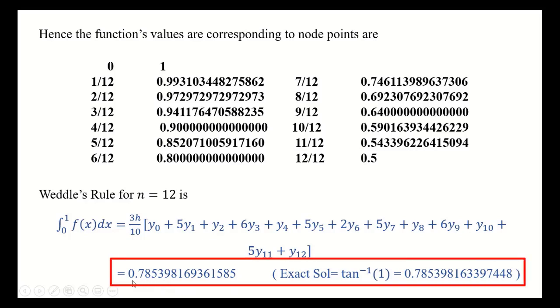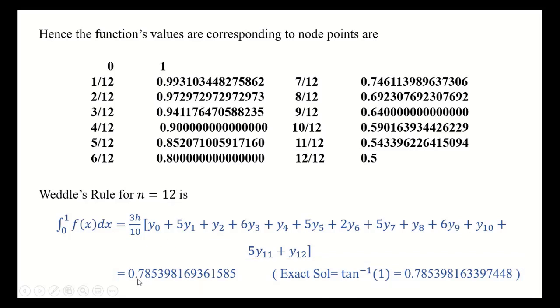This is approximated with the help of Weddle's rule, and this is the exact solution. Here you can see that the approximated solution is accurate up to 8 decimal places. So it's a good approximation. Obviously, for a small number of subintervals, you have a good approximation.